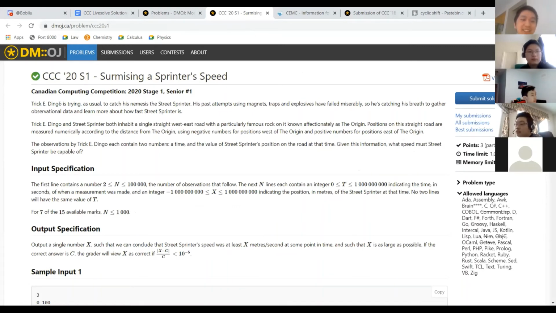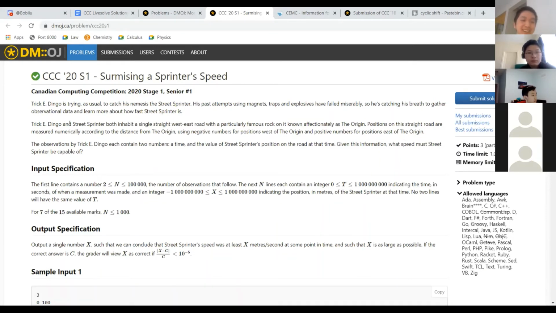Okay, so Tricky Dingo is trying as usual to catch his nemesis, the street sprinter. His past attempts using magnets, traps, and explosives have failed miserably, so he's catching his breath to gather observational data and learn about how fast street sprinter is. Okay, this is just like garbage text, just like what Jerry said.